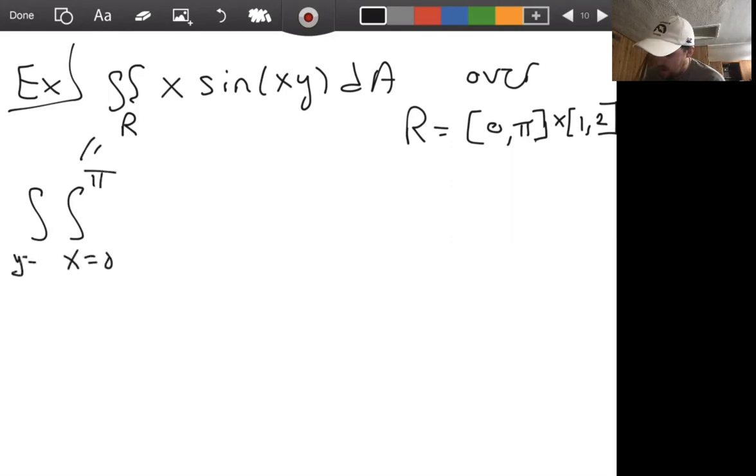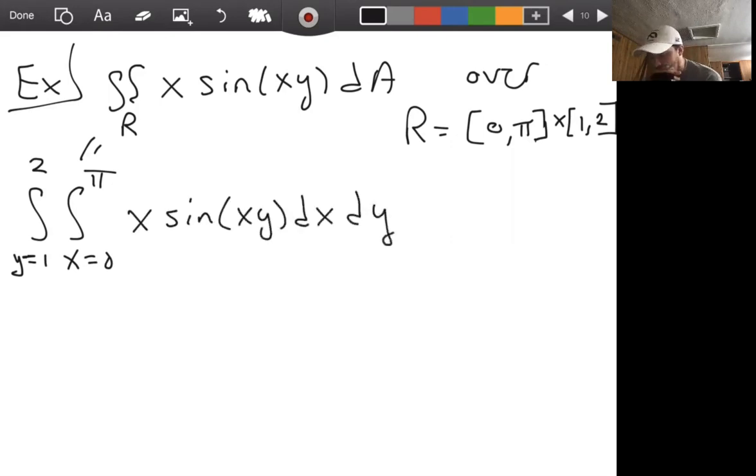y equals 1 to 2, and then x sin(xy) dx dy. And now this is where Fubini's theorem is important, because if I were to try to solve this with respect to x first, right? If I were to do it in this order where it's dx dy, I would have to use integration by parts here, right? So doing it this way requires integration by parts, which I don't really want to have to do unless I have to.